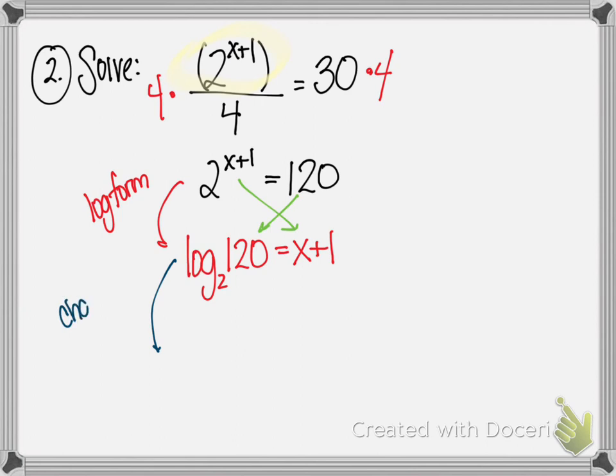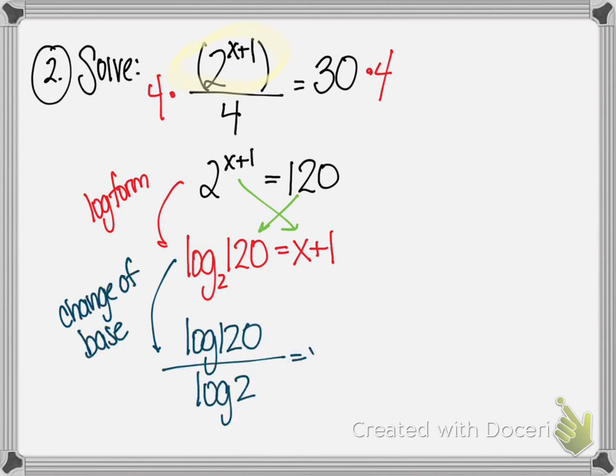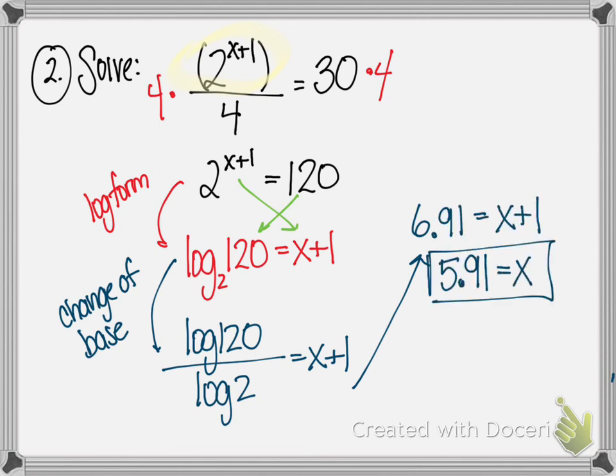Okay, now I can use change of base to put this in my calculator. So log 120 over log 2. And then finally, we can get x alone by subtracting that 1.